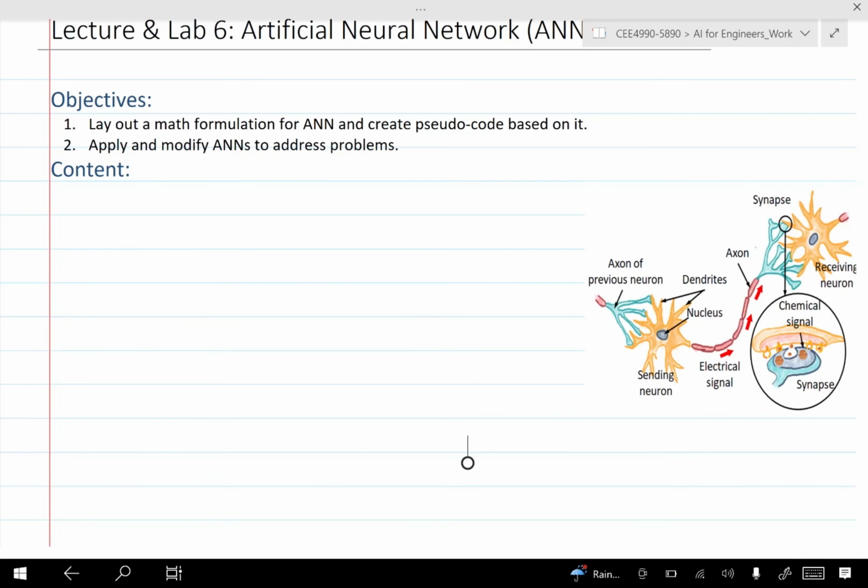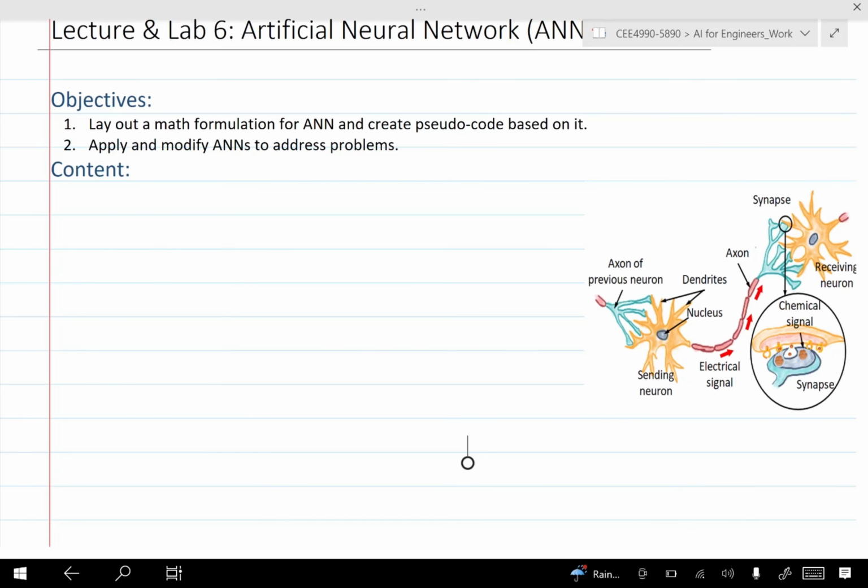For this lecture, for artificial neural network, we have 2 objectives. First, after the lecture, you will need to be able to lay out a math formulation for ANN and create pseudocode based on it. In the lecture, I will not show you how to do the pseudocode. Please do try it yourself. And if you cannot do it, go to your textbook. You will find a pseudocode there based on one example. And I will not show you how to code an ANN, but if you're interested, come to talk to me.